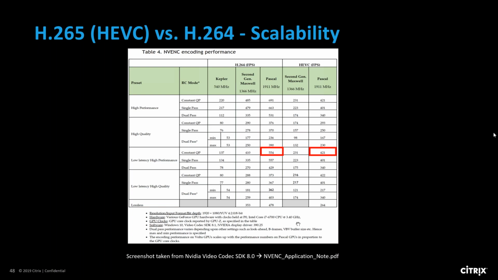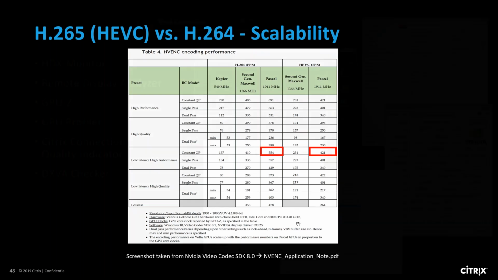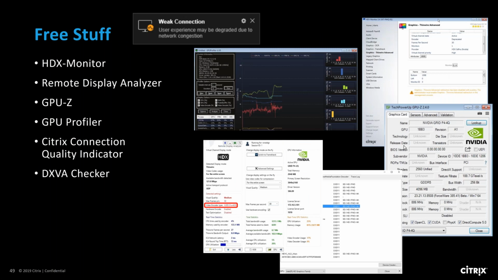So one last point we would like to cover is there are a lot of free things around in this area that you can use to monitor the environment. First of all, there's a classical HDX monitor, which shows you a lot of values like the provider of the graphics cards, virtual channel priorities, and stuff like that. Next to that, you have the awesome remote display analyzer, which shows you the encoder type, hardware encoding, and if you're using a graphics card, you also get some graphics card details like GPU utilization.